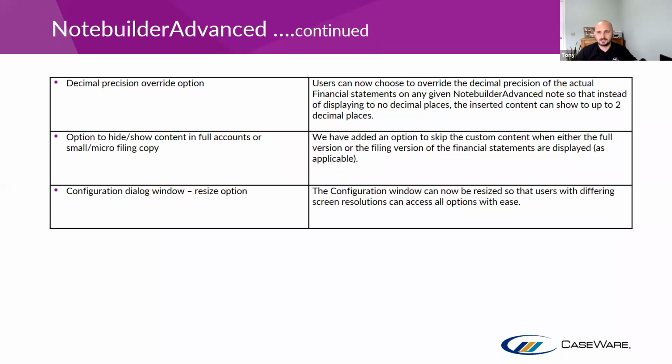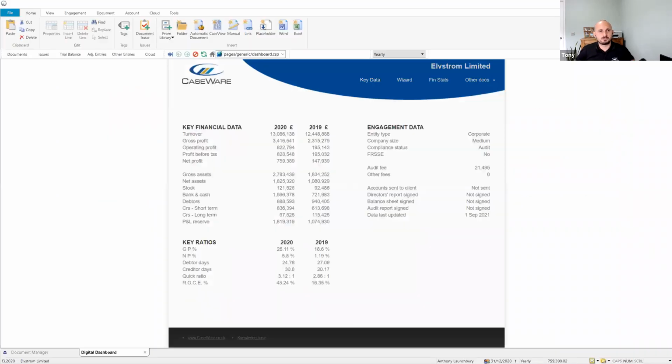All right, so let's go through and open up a CaseWare file. So hopefully everyone can see the Elstrom Limited on the screen. That should be there now. Is that clear your side, Tom? That's coming up. That's great. Perfect, excellent.